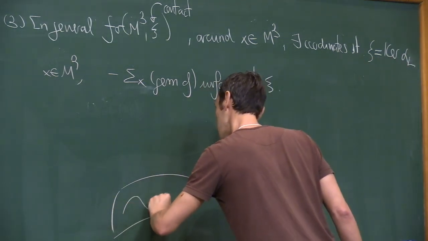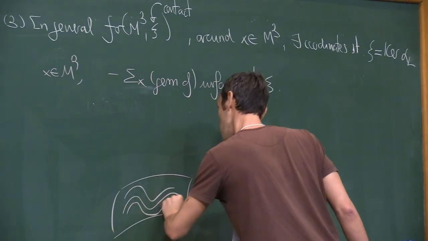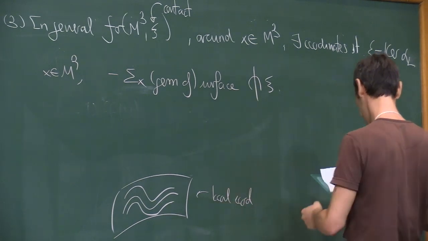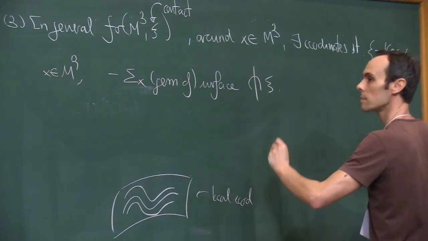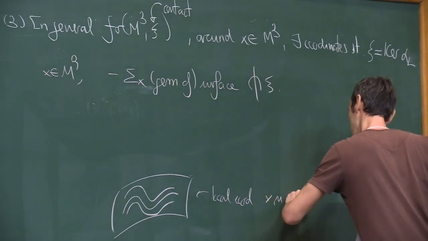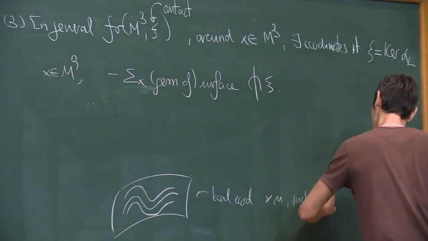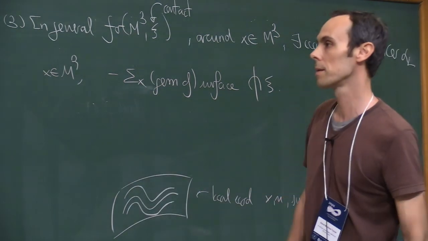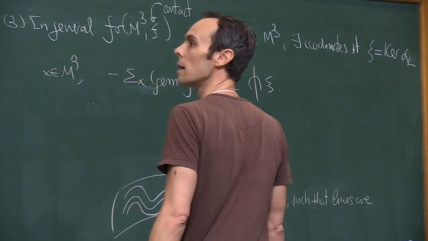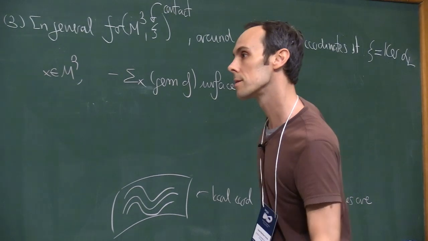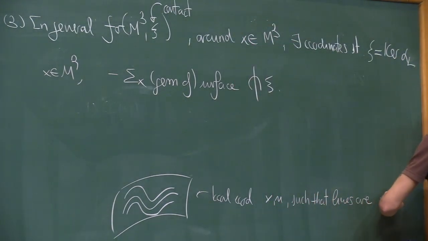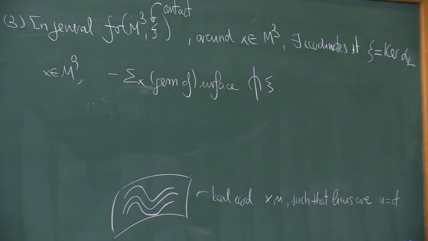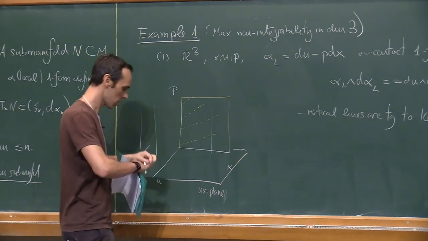So you have this line field. You integrate it, and you basically put local coordinates so that the lines are exactly the lines that you have there. So the lines are given by, I think, U equals constant, right? Now you generalize a little bit the construction of these vertical Legendrians. So how do you do that?